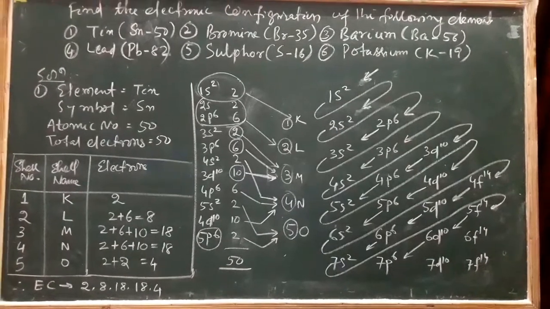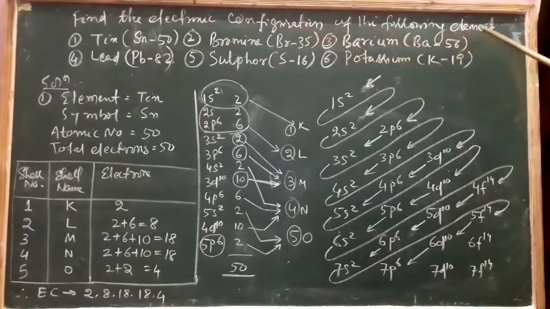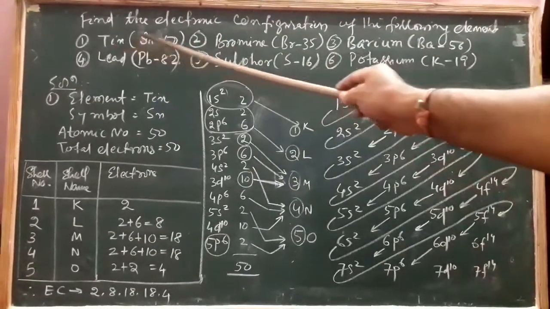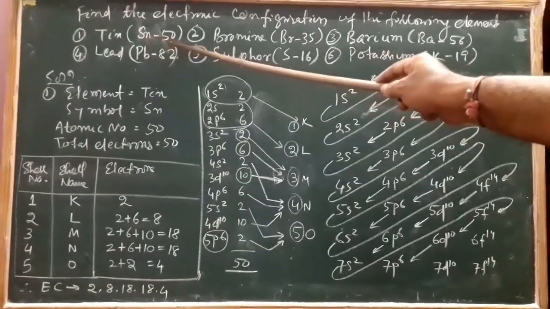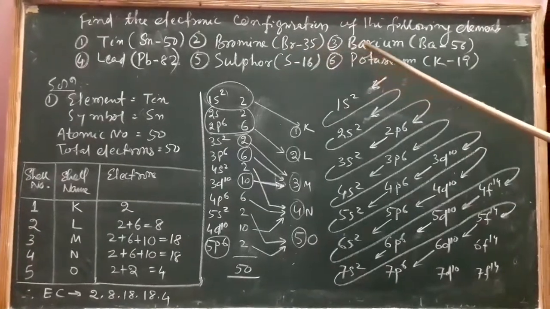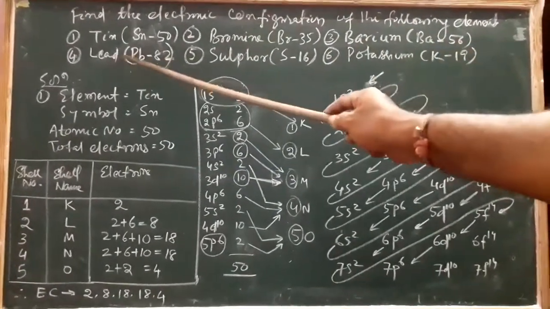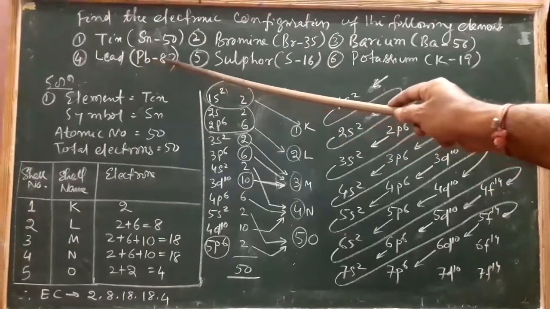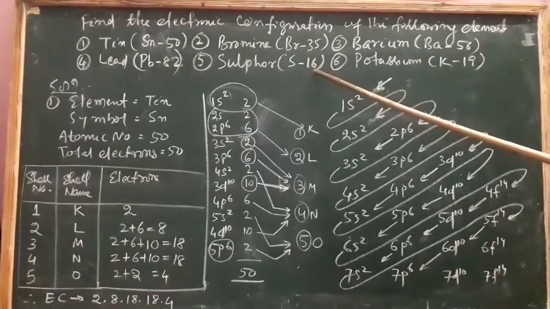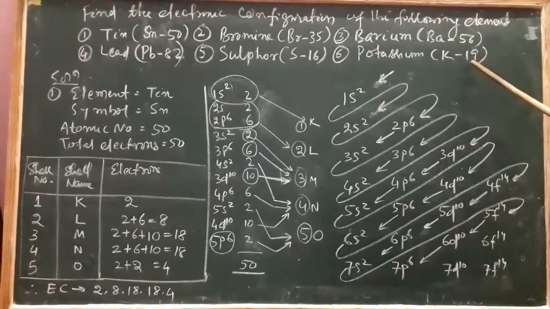Hello dear students, the task of the day is to find the electronic configuration of the following elements. I have given a total of 6 elements. First one is tin, the symbol is Sn, atomic number 50. Bromine, symbol is Br, atomic number 35. Barium, symbol Ba, atomic number 56. Lead, symbol is Pb, atomic number 82. Sulfur, symbol is S and atomic number 16. Potassium, symbol is K and atomic number is 19.